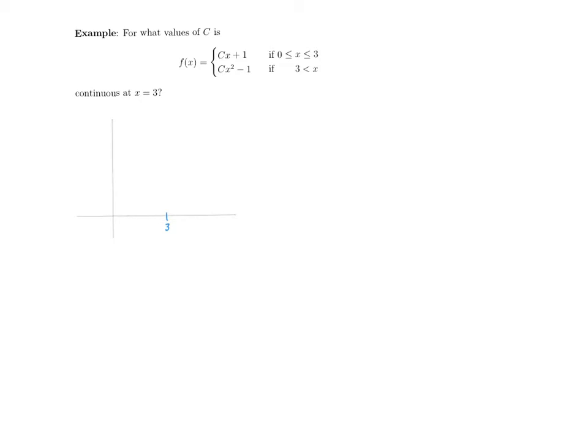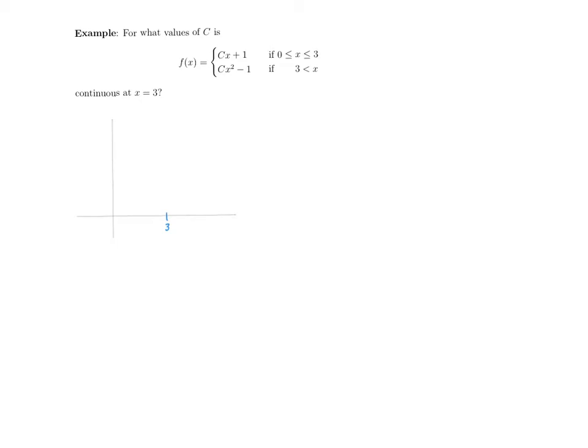So what we are asked to do is find the values of c where the given function f is continuous, specifically at the value x equals 3. Note that 3 is really the key value here because the function is defined to be one thing to the left of 3 and something else to the right of 3. So let me begin by just sketching a generic picture of this.